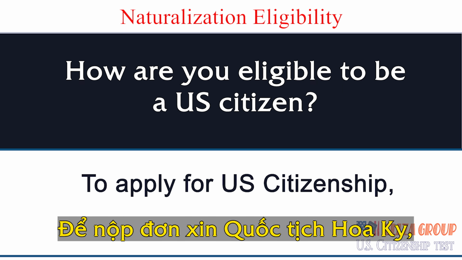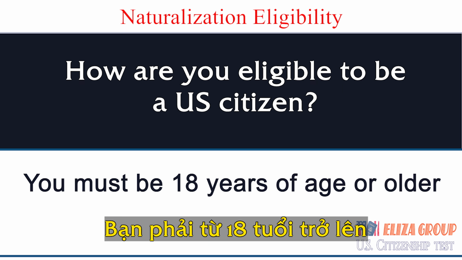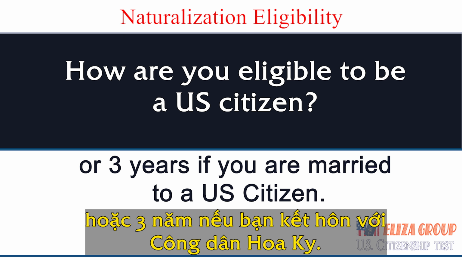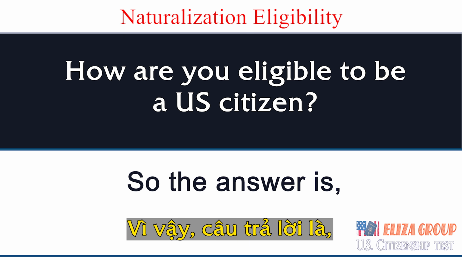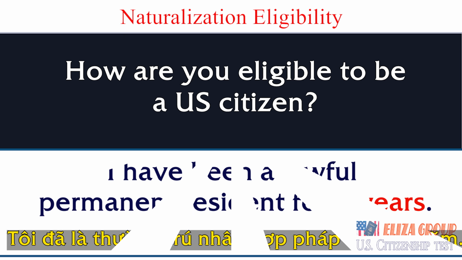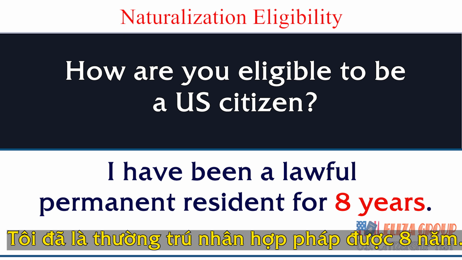To apply for U.S. citizenship, you must be 18 years of age or older and have been a lawful permanent resident for at least 5 years, or 3 years if you are married to a U.S. citizen. So the answer is, I've been a lawful permanent resident for 6 years. I've been a lawful permanent resident for 8 years.